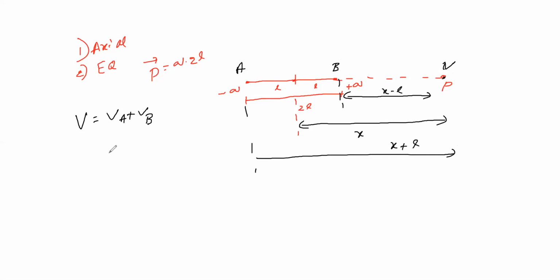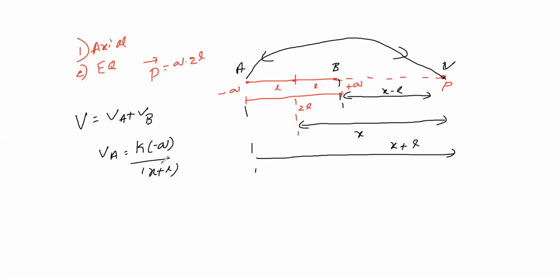V is equal to VA plus VB. First, let's look at VA. VA is from the A point to the P point, the difference between the A point and the P point. So VA is equal to K times the charge, which is minus Q, divided by the distance, which is X plus L. The equation is V is equal to KQ by R.